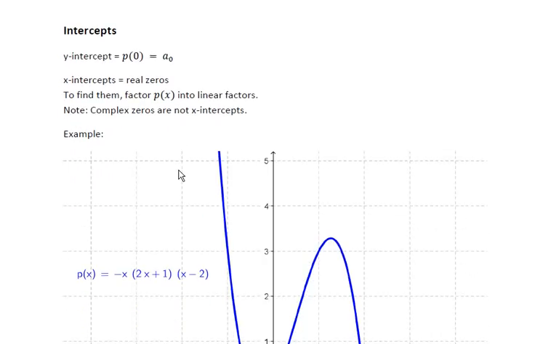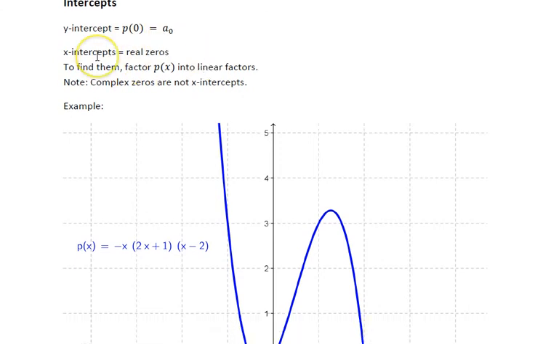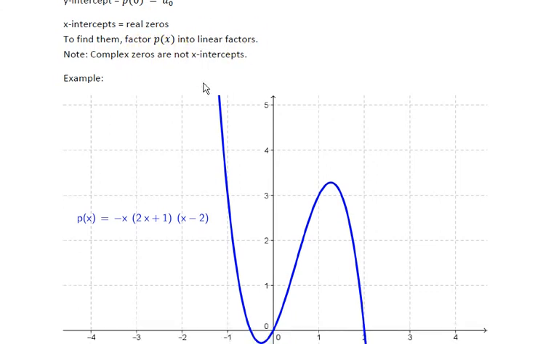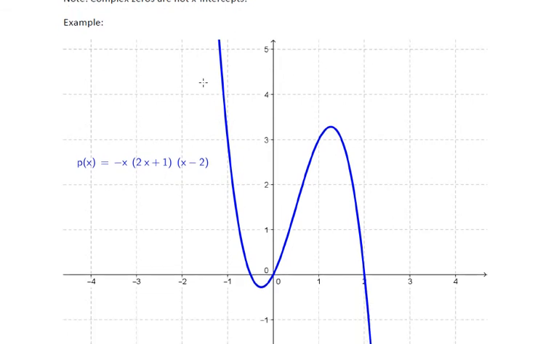Talking more about intercepts, the y-intercept is when x is 0. So if you evaluate the polynomial at 0, in standard form, it's the constant term, a sub 0. And the x-intercepts are the real zeros. To find them, you factor the polynomial into its linear factors. Note that complex zeros are not x-intercepts. Here's an example.